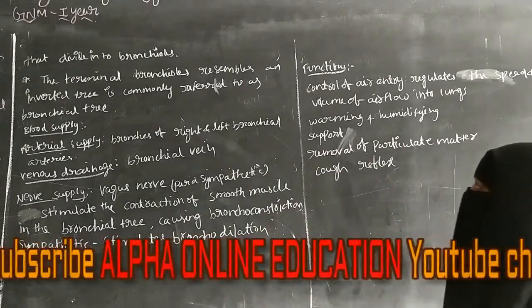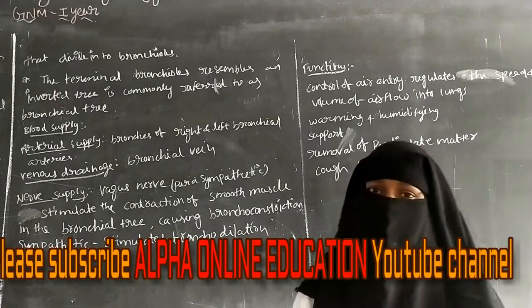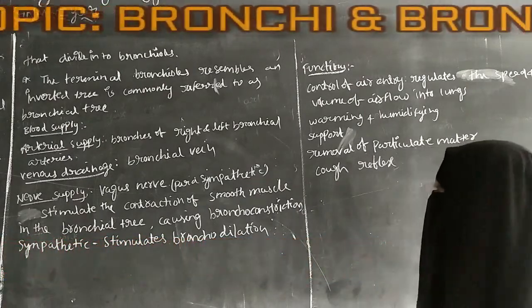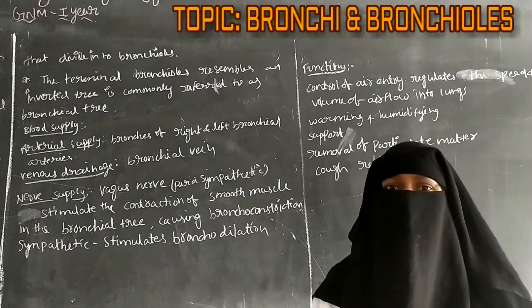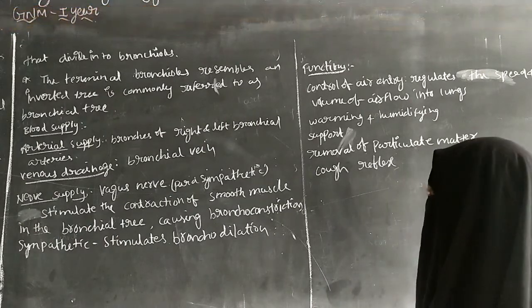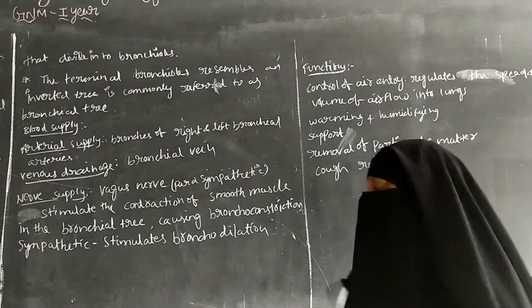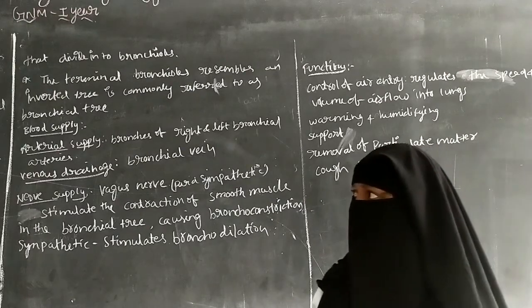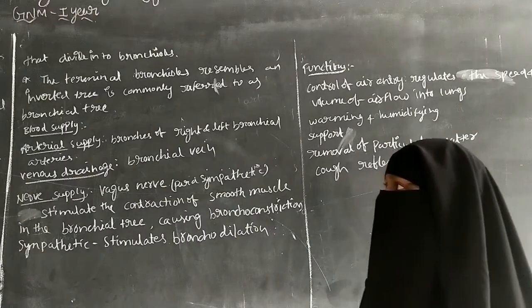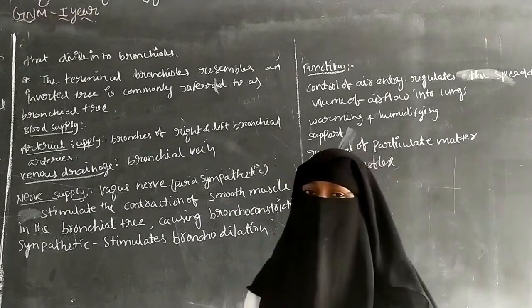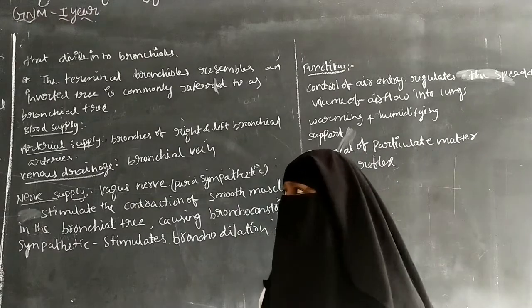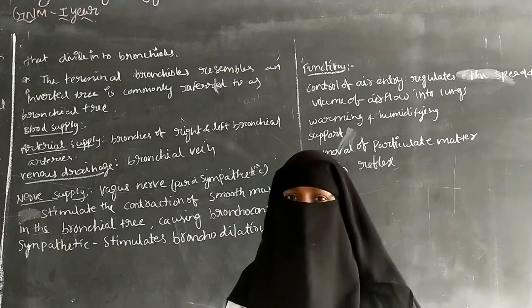The functions include control of air entry, warming and humidifying, support to the respiratory system, removal of particulate matter, and the cough reflex. These are the functions of the bronchi and the bronchioles. So, it completes the topic about the bronchi and bronchioles.